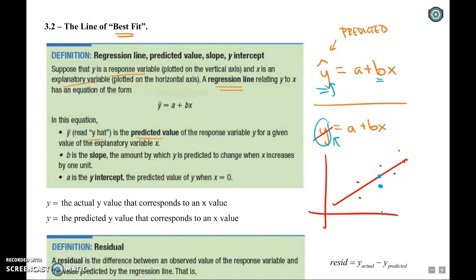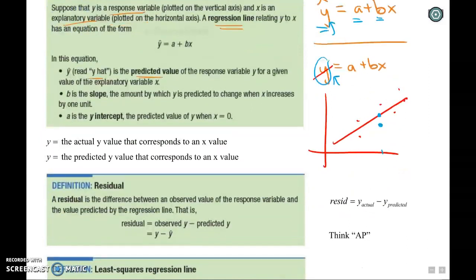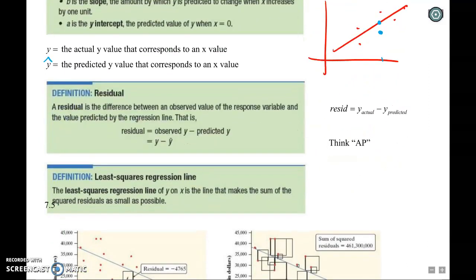Slope is b. Y-intercept is a. Why don't we use m and b, y equals mx plus b? It's really not that big of a deal, but we don't. If we go to higher levels of statistics, we're going to add more predictors, more explanatory variables, so we can pick different letters, I guess. Not a big deal, though. On the calculator, you can use the mx plus b, no matter. So, y actual, y predicted, done.